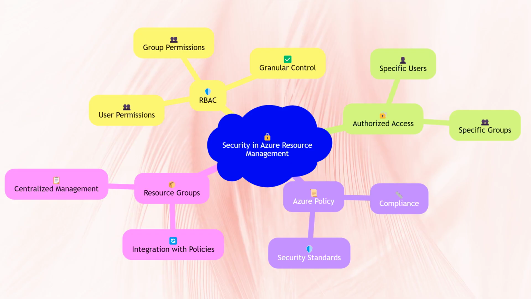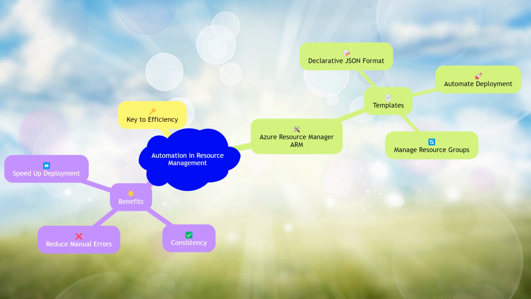Security is a critical aspect of managing Azure resources. Resource groups support RBAC, allowing you to assign specific permissions to users or groups for accessing and managing resources. This granular control ensures that only authorized personnel can perform actions on the resources. Additionally, resource groups can be integrated with Azure Policy to enforce compliance and security standards across all resources within the group. Automation is key to efficient resource management.